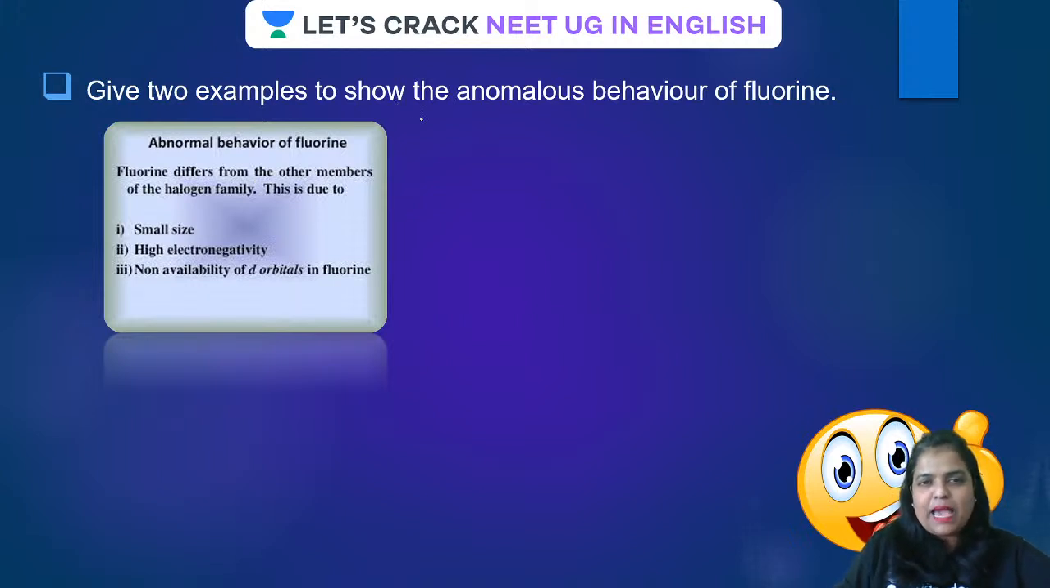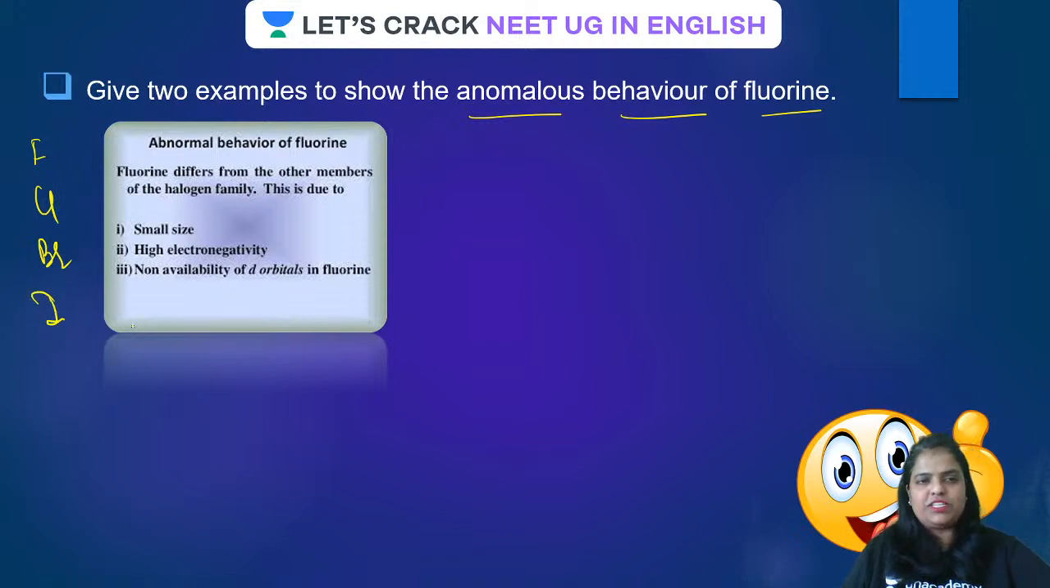Guys, give two examples to show the anomalous behavior of fluorine. Remember, fluorine is the first member of the halogen family: fluorine, chlorine, bromine, and iodine. Fluorine differs from other members of the halogen family. Why? Because of small size, high electronegativity, and non-availability of d orbital in fluorine.